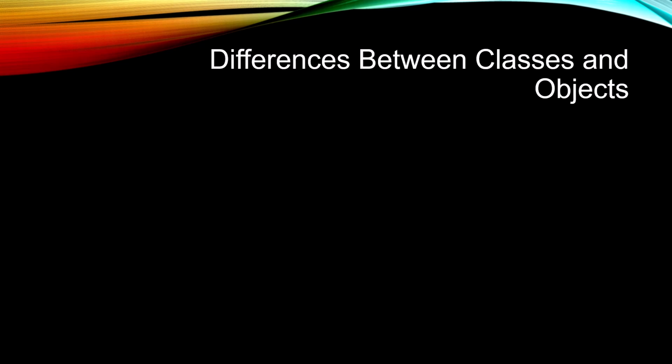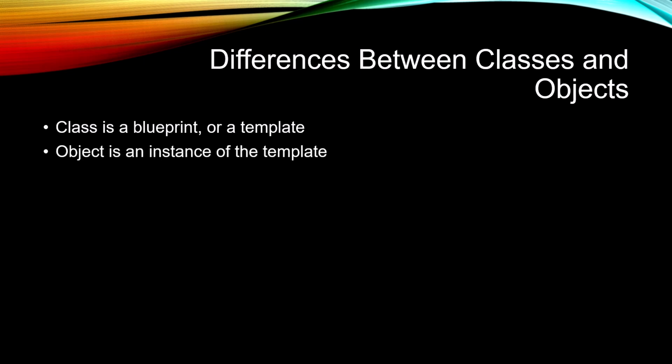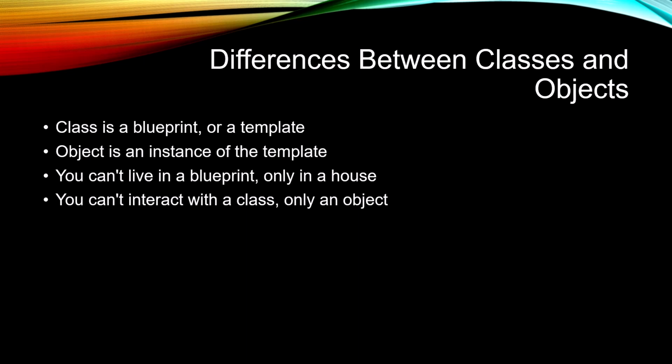So once again, just to reiterate the differences between classes and objects. A class is a blueprint or a template. An object is an instance of that template. For instance, you can't live in a blueprint, but you can live in a house because a house is an actual implementation or an instance of that class. You can't interact with a class, only an object.